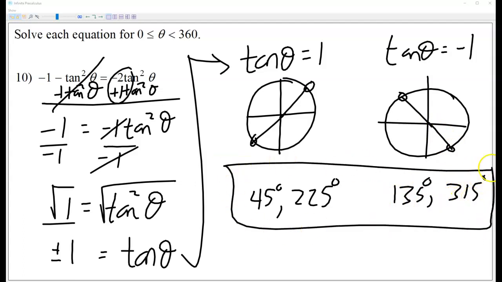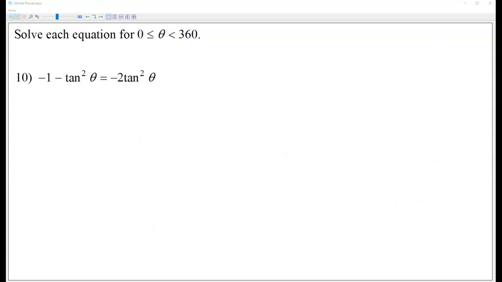So there are four answers to this problem. Usually there's just two, but there's four. That's because we had two equations, and that's because we had a square, which gives us a plus and a minus. So keep in mind, when you have a square, you'll get twice as many answers as you typically would. All right, so that takes care of solving trig equations with outside operations.